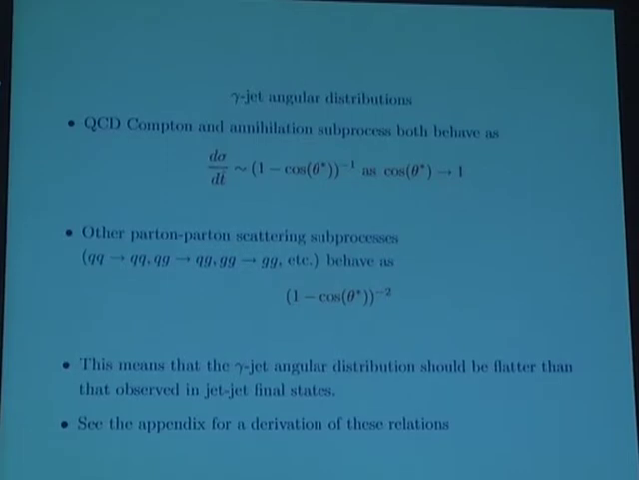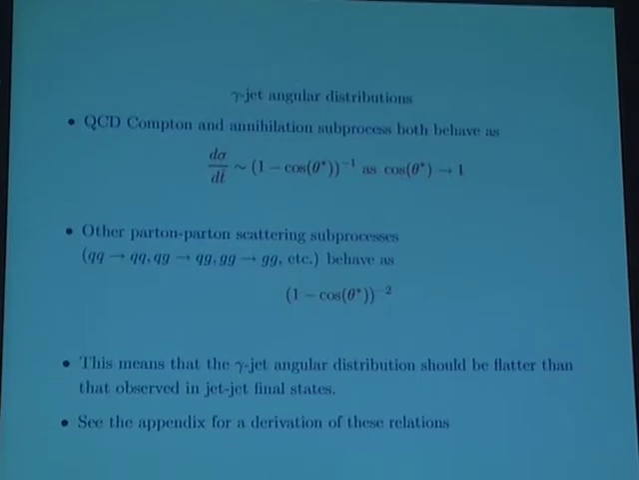Okay, photon jet angular distributions. QCD Compton and annihilation processes are both fermionic exchange, that is, a quark is being exchanged in the process, and the differential cross section at the parton level behaves as 1 over 1 minus cosine theta star, as cosine theta star goes to 1.